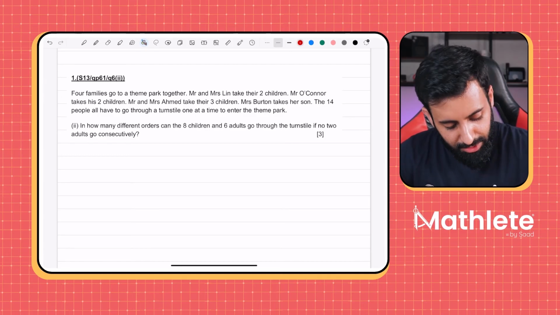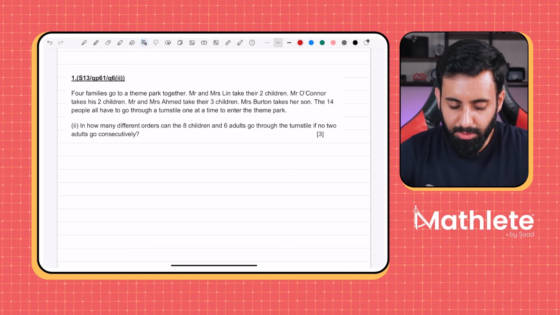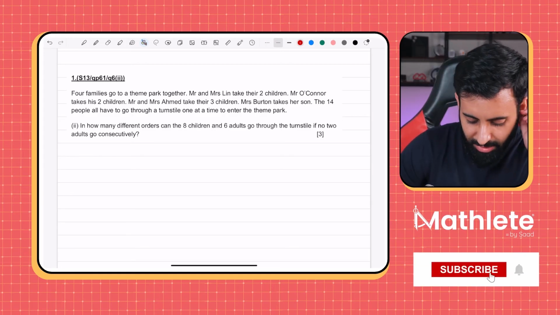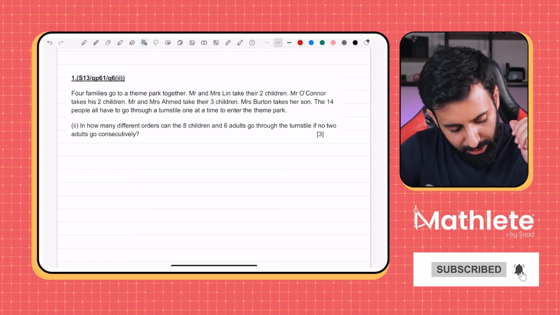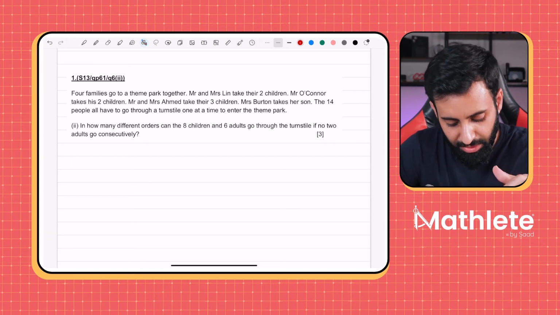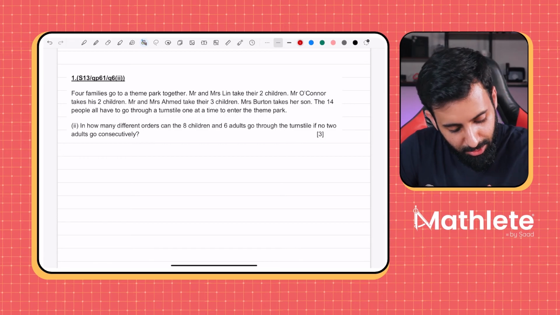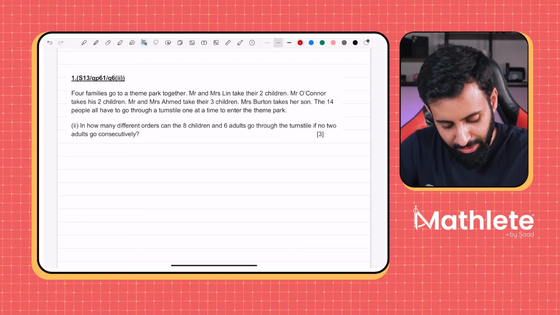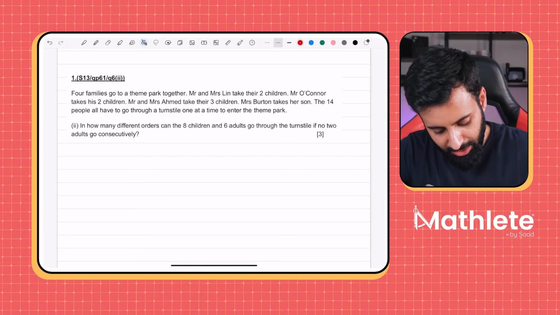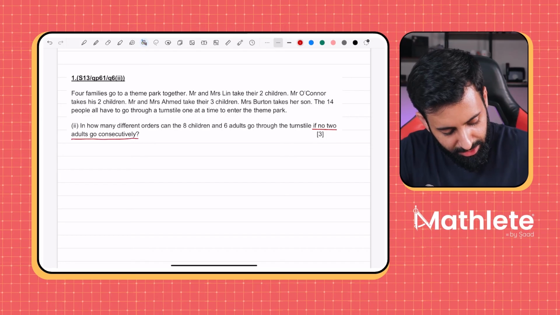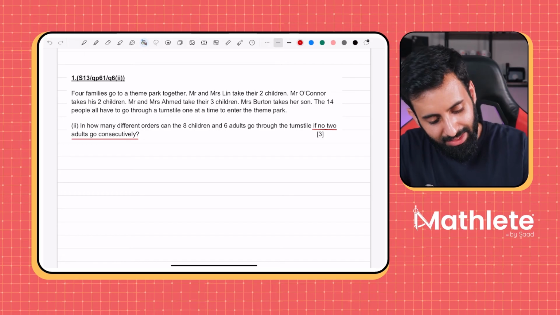It says, 4 families go to a theme park. If you remember, this is a question which I solved in, I think, type 2. Mr. and Mrs. Lynn take their 2 children. Mr. O'Connor takes his 2 children. Mr. and Mrs. Emma take their 3 children. Mrs. Burton takes her son. The 14 people have all to go through a turnstile one at a time to enter the theme park. Okay, now here, the condition is, if no 2 adults go consecutively. How many different orders can the 8 children and 6 adults go through if no 2 adults go consecutively?